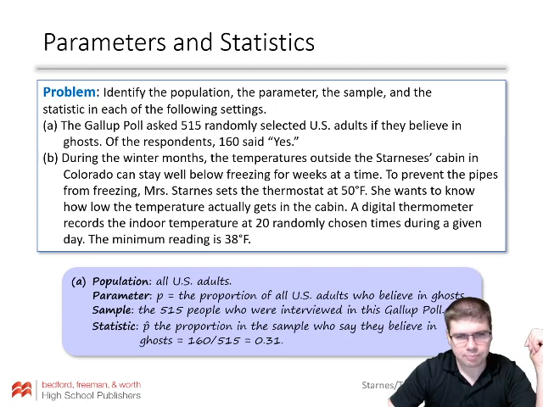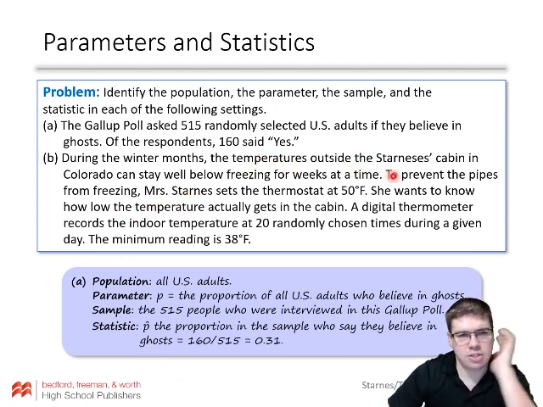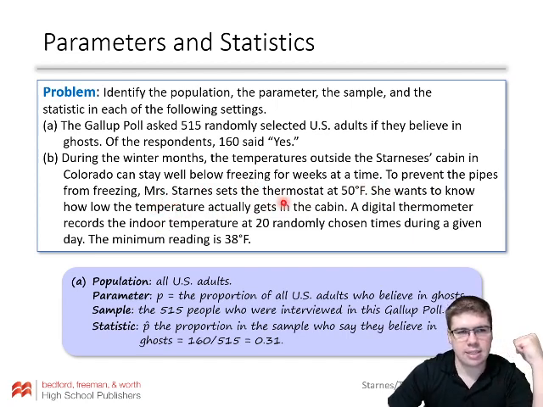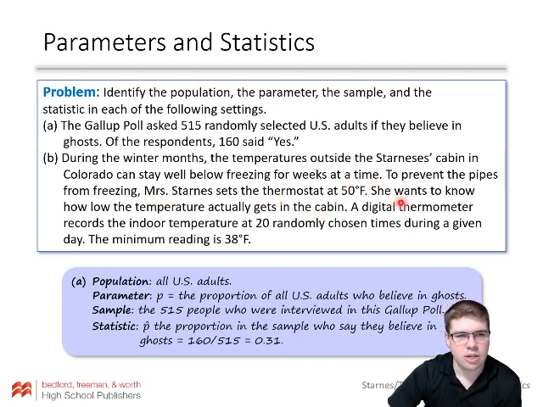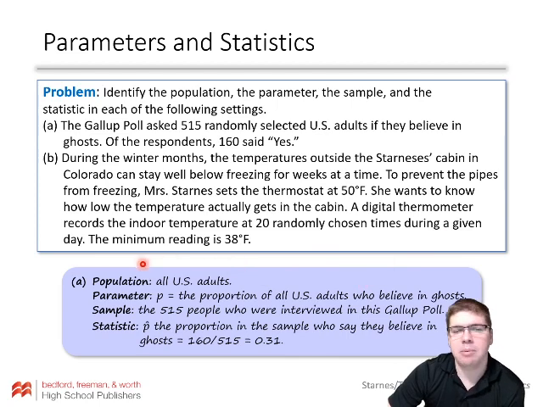For the second one: during the winter months, the temperatures outside of the Starnes' cabin in Colorado can stay well below freezing for weeks at a time. To prevent the pipes from freezing, Mrs. Starnes sets the thermostat at 50 degrees. She wants to know how low the temperature actually gets in the cabin. A digital thermometer records the indoor temperatures at 20 randomly chosen times during a given day. The minimum reading is 28.